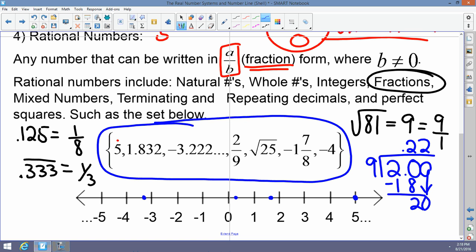Square root of 25 is, once again, 5. Negative 1 7/8 is closer to negative 2 than negative 1, so we're going to estimate it about right here. And negative 4, of course, is a clear point right here at the negative 4 spot. Okay, so we have a little bit more practice of plotting numbers on a graph. Let's continue.